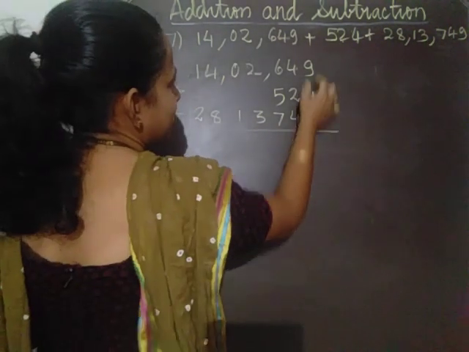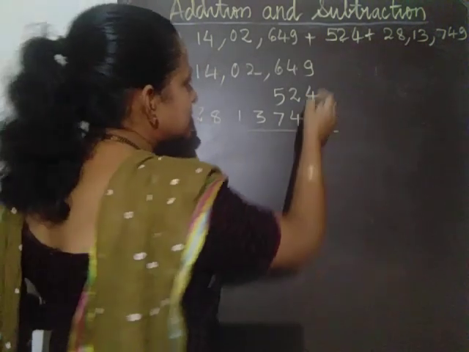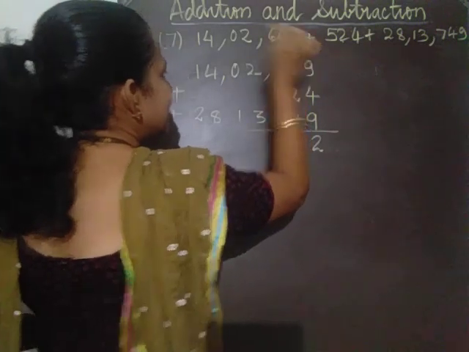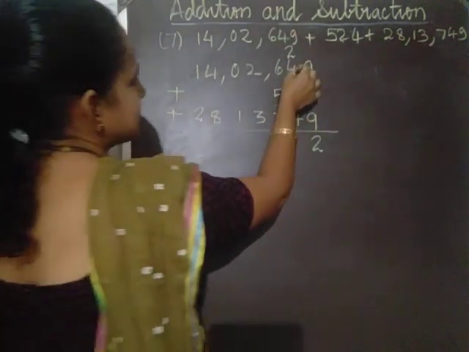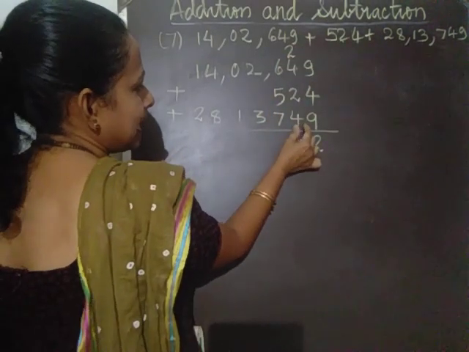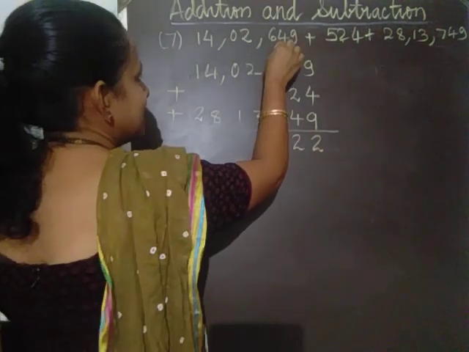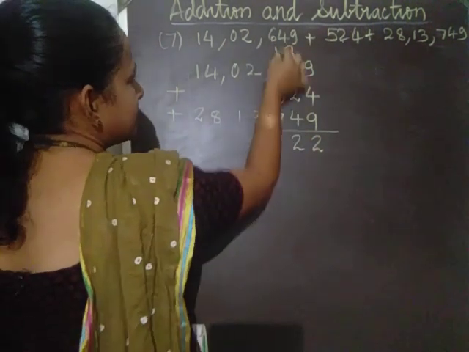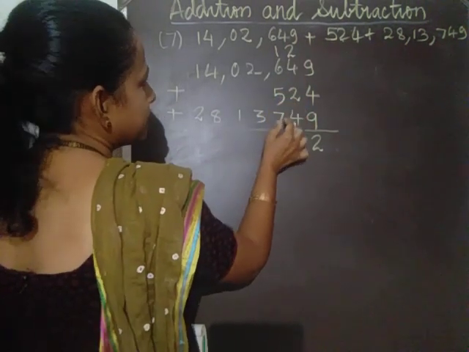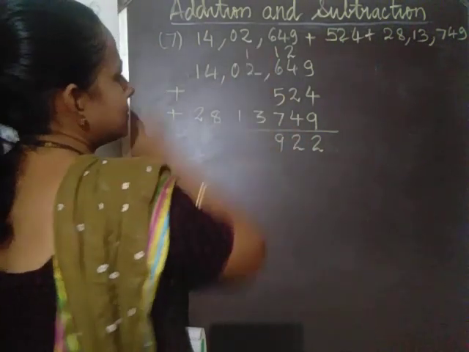Okay, now 9 plus 9 is equal to 18, and 18 plus 4, no counting fingers, is 22. So 2 comes here and 2 is carried up here. Fine. Now let us add all these numbers. 4 plus 2 is equal to 6, 6 plus 4 is 10, 10 plus 2 is equal to 12. So 2 over here, carry 1 again. Now 5 plus 1 is 6, 6 plus 6 is equal to 12, 12 plus 7 is equal to 19. Carry 1.